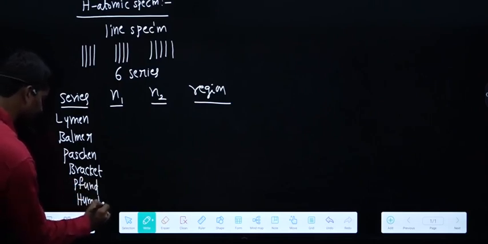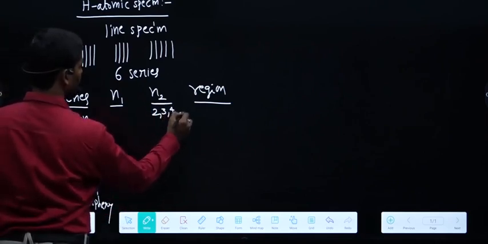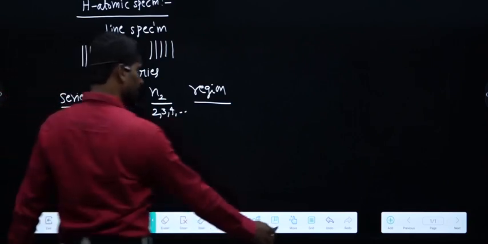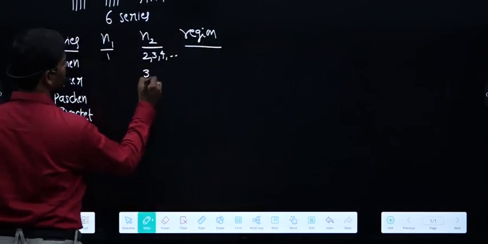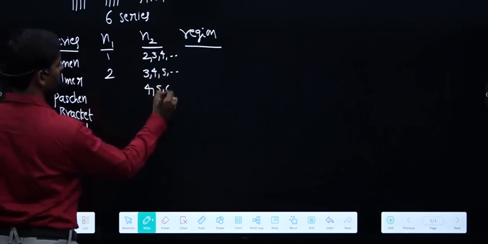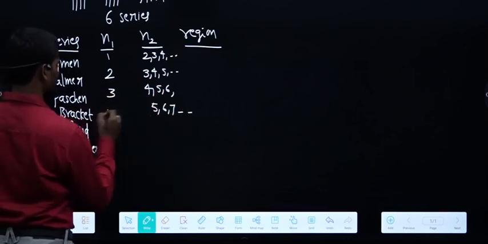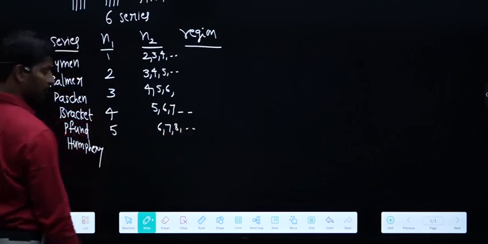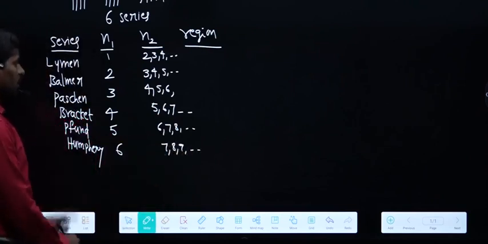These are the 6 series we have. The transition occurs from higher electronic energy levels to lower electronic energy levels. That is, second, third, fourth levels to first level corresponds to the Lyman series. Next, 3, 4, 5 levels to second level, Balmer; 4, 5, 6 to third level, Paschen; 5, 6, 7 and so on to fourth level, Brackett; 6, 7, 8 and so on to fifth level, Pfund series; 7, 8, 9 and so on levels to sixth level, that is called Humphreys series.